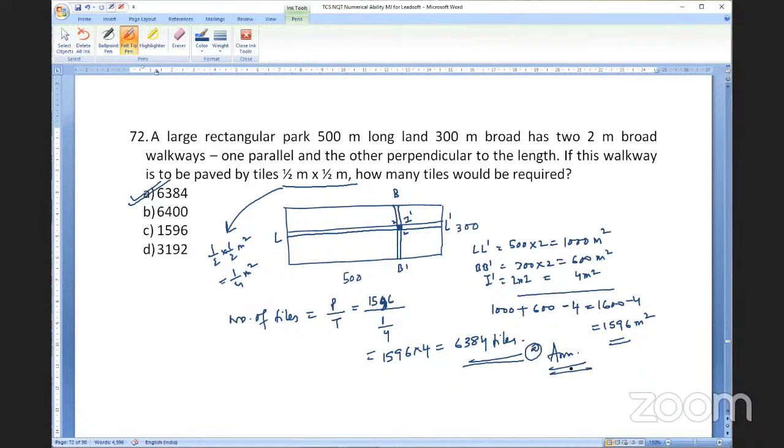6384. Many of you have missed out that area 2 into 2. That area we have considered twice. If the pathways are intersecting each other, the common area needs to be deducted. Please keep this in mind.